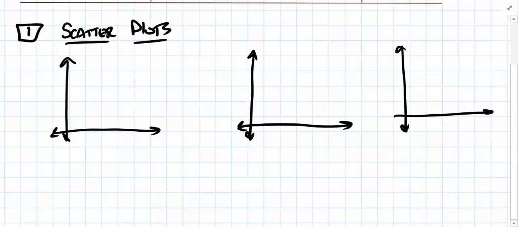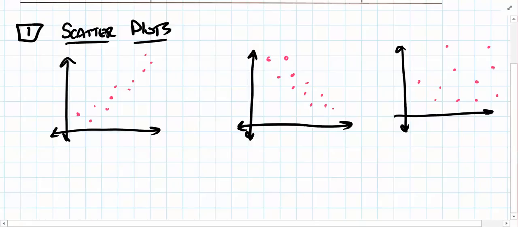A scatter plot could look something like this. You have a bunch of different points here, and they're all kind of clustered together, and they're all kind of moving up. Or you could have a scatter plot where the data points are clustered together, and they're all kind of moving down. Or you could have a scatter plot where the points are all over the map, and they're not really related in any kind of way.